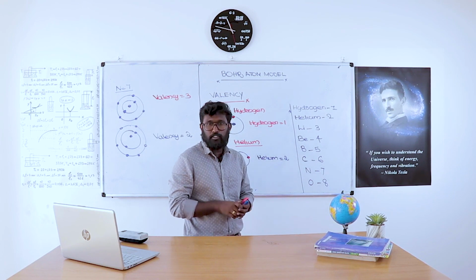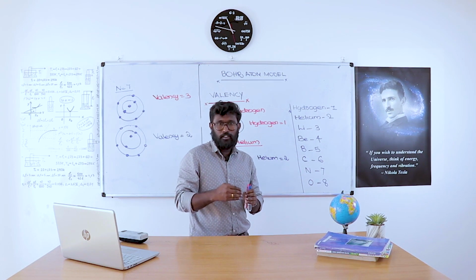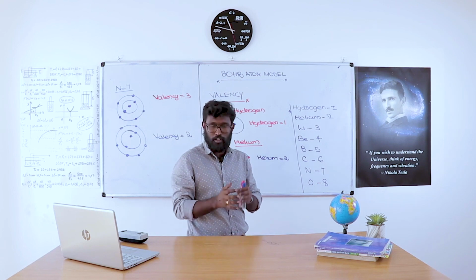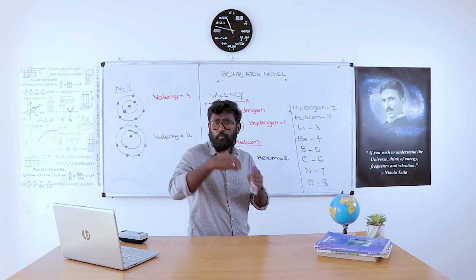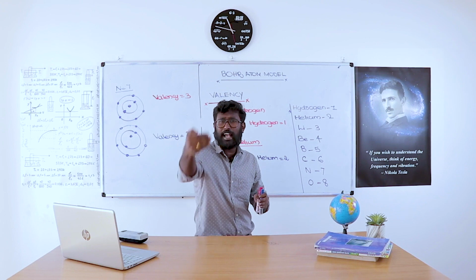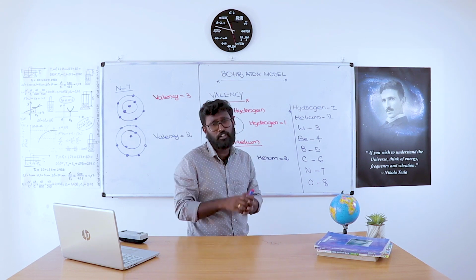Then carbon is 2, 4. The valency is 4 because if it drops those electrons, it is 4. If it accepts electrons, it is also 4. So the valency is 4.